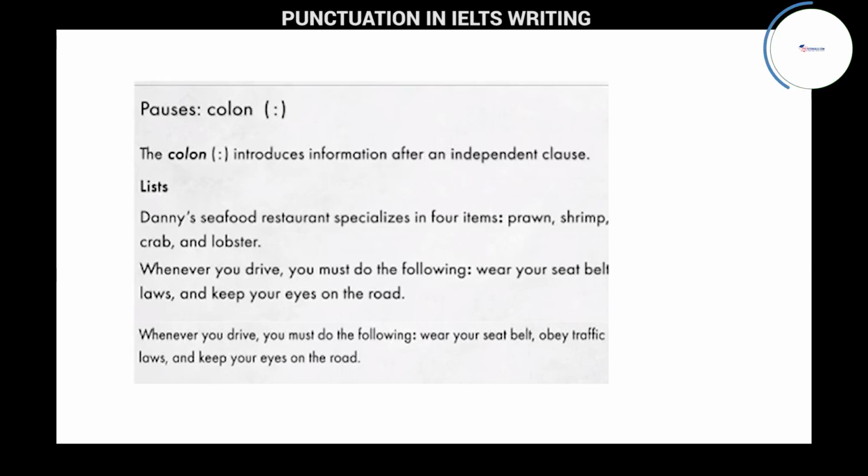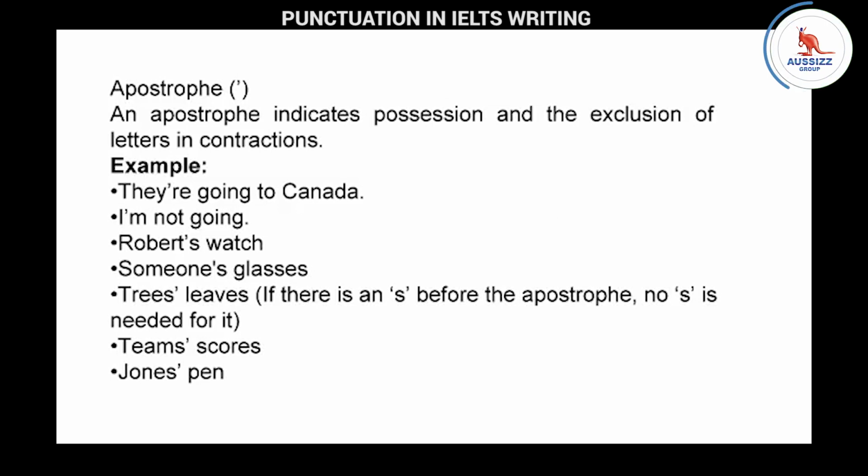Okay. Whenever you drive, you must do the following. Again, there's a list. You can say whenever you drive, you must wear your seat belt. You can directly say you must do the following: wear your seat belt, obey traffic laws, and keep your eyes on the road. Okay. The next one is the apostrophe. An apostrophe indicates possession and exclusion of letters and contractions.